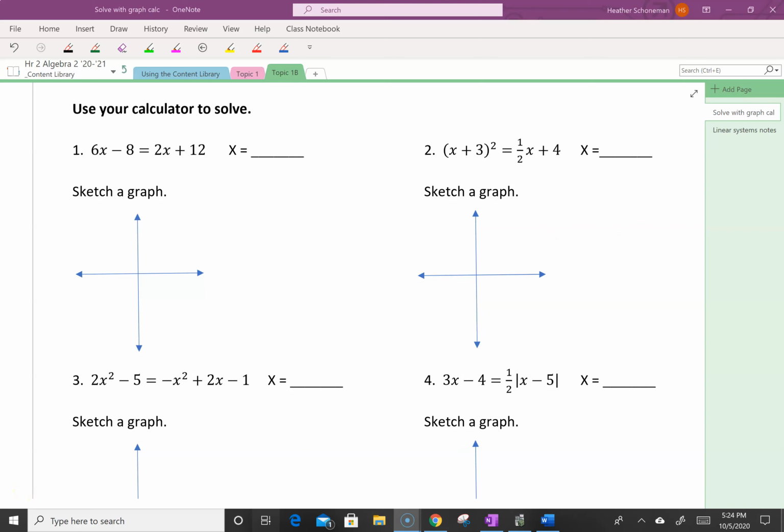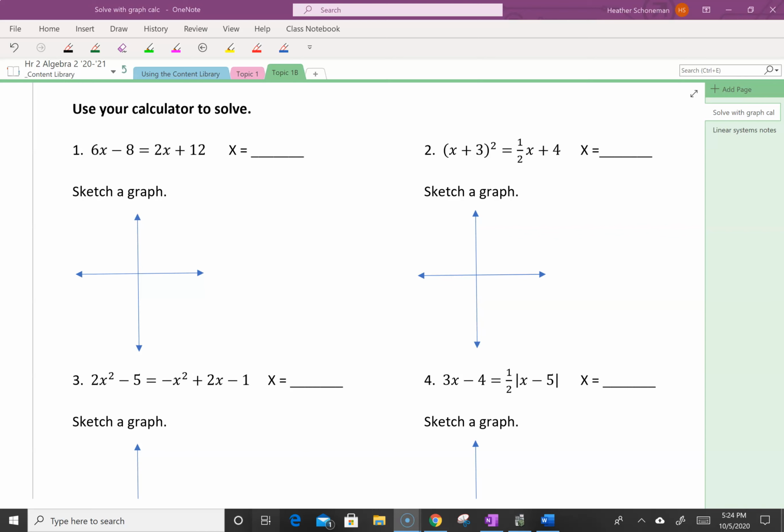All right, today's lesson is about solving equations using your graphing calculator. So this cannot be done. I take that back. It can be done without, but I'm teaching you how to use your calculator, so there are important calculator skills we're learning today.